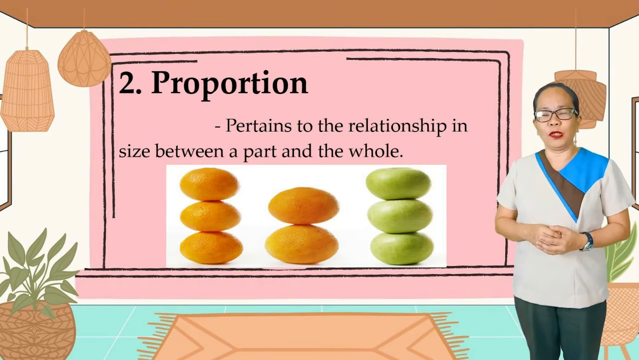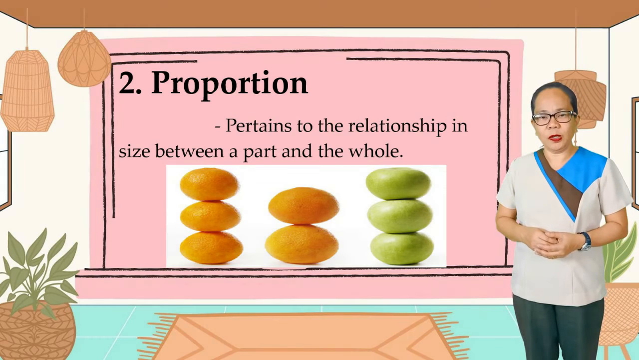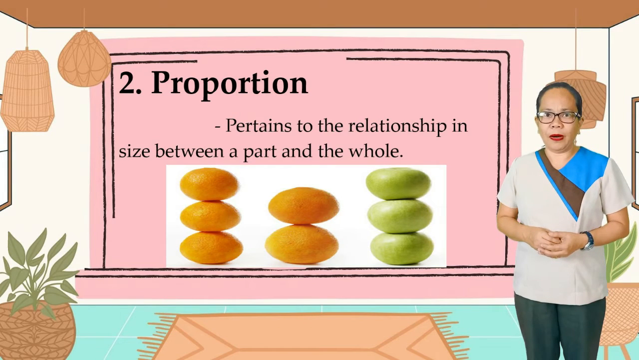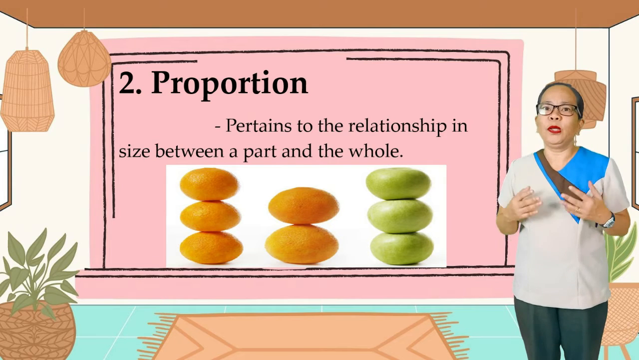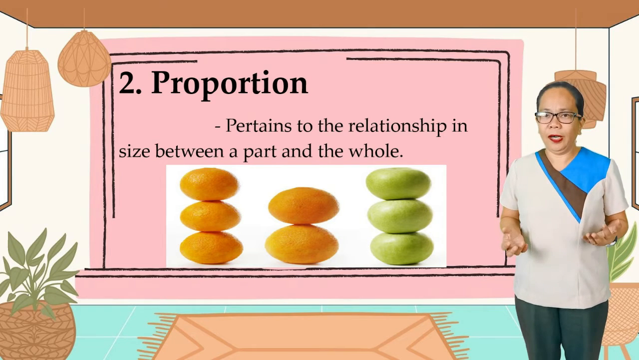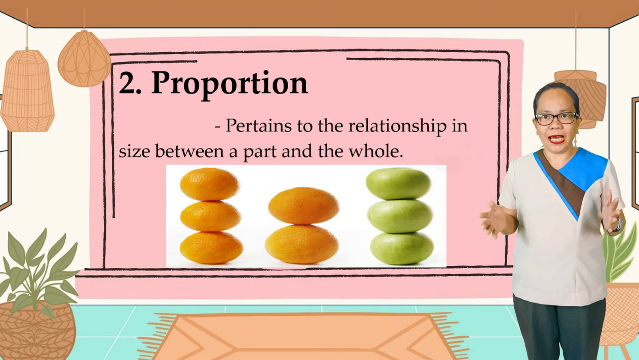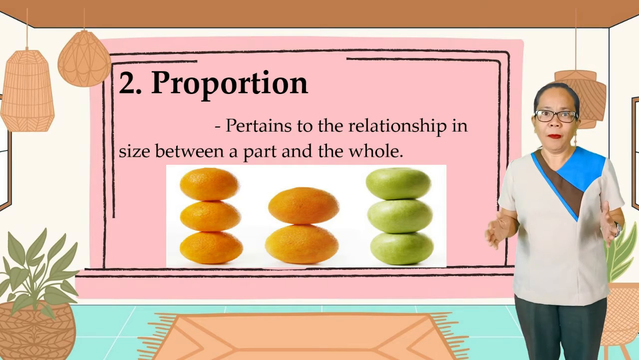Next, we have the proportion, pertains to the relationship in size between a part and the whole. So, you will notice from the picture, although they have a different color, but on both sides, they have the same number. So, proportion yon.